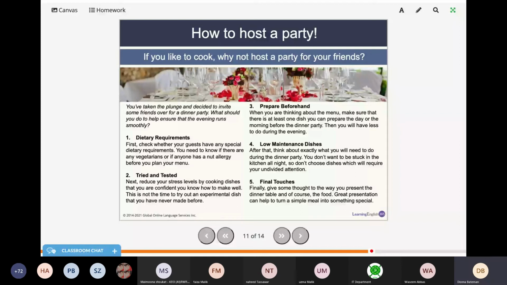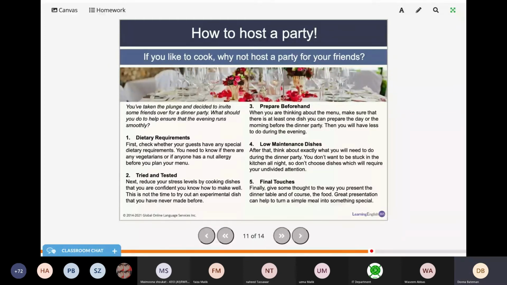You've taken the plunge and decided to invite some friends over for a dinner party. What should you do to help ensure that the evening runs smoothly? Okay, take the plunge means you've decided to do it. You've maybe thought about it for a while and then thought, yes, I'm going to do it. And to ensure the evening runs smoothly means that everything goes to plan, that there are no problems and everything works out the way you want it to work.